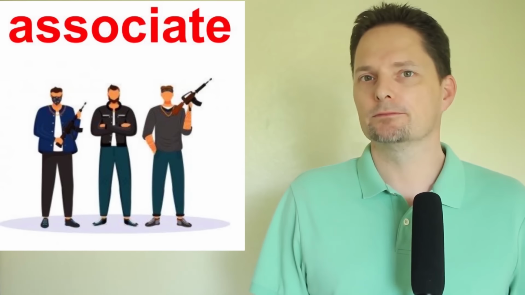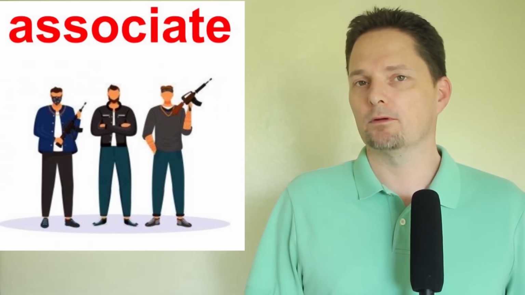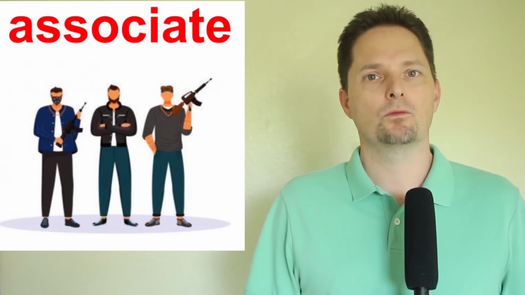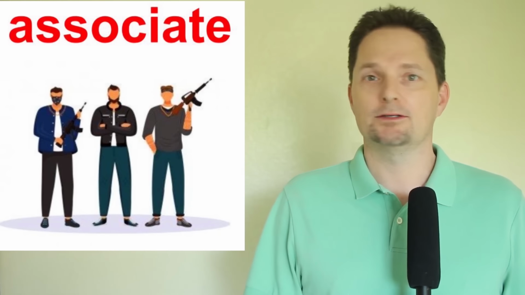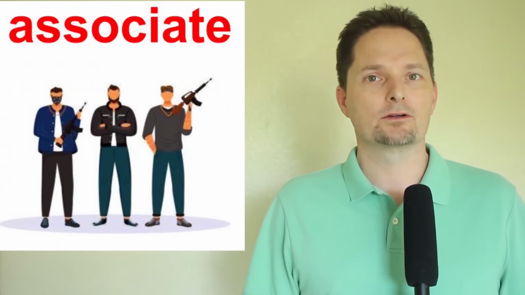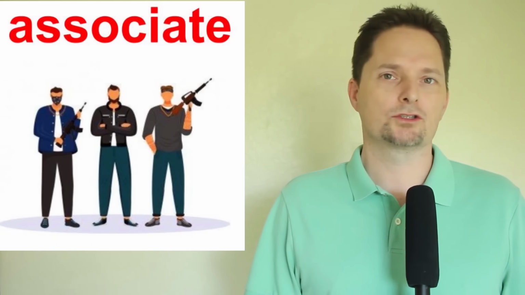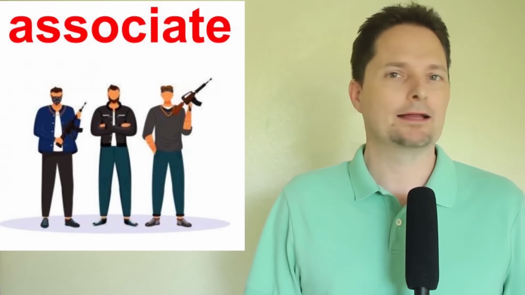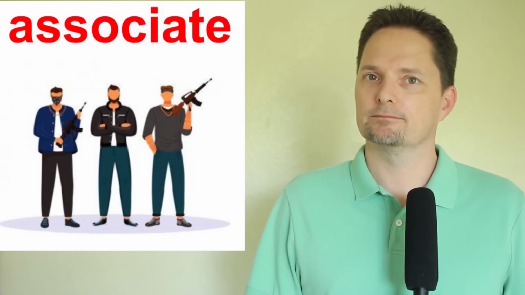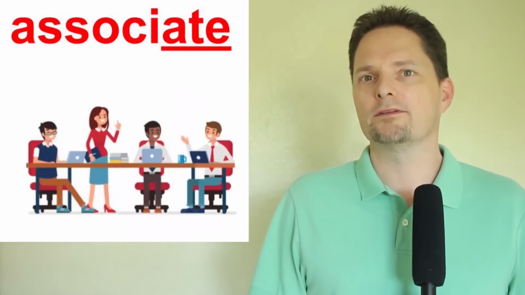Associate is a verb. If I talk to people and I have a relationship with people, then I associate with those people. I don't associate with criminals. I only associate with people I know. Again, I don't associate with criminals. I don't have a relationship with them. That's a verb, associate. Now, what if it's not a verb?